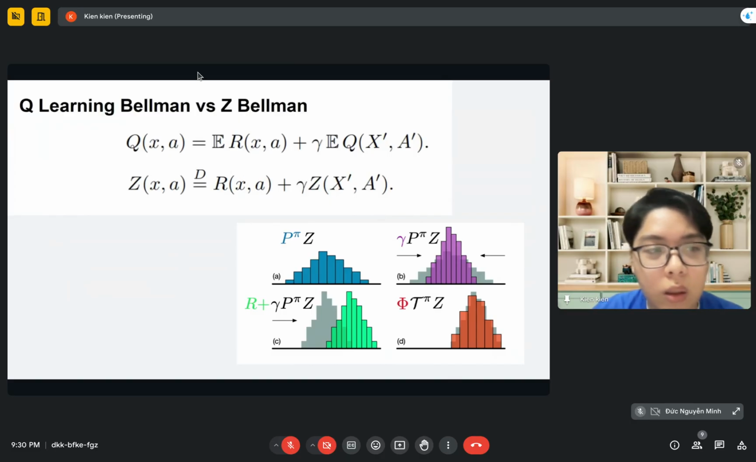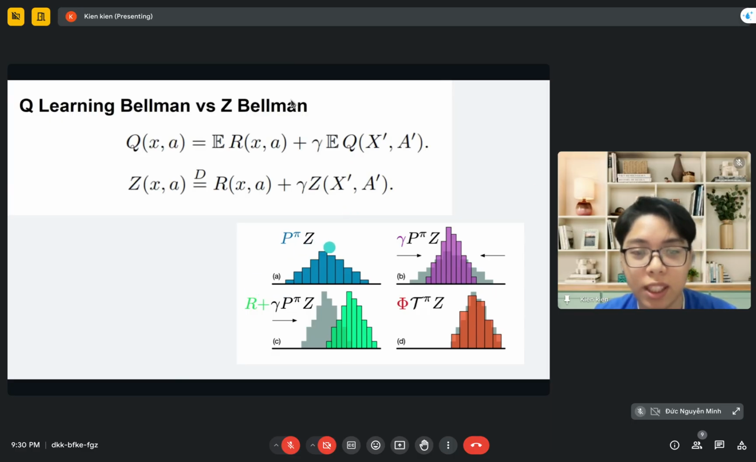Okay, so I will continue here. In here I have two formulas. The first one is the traditional Q-learning Bellman equation, which will take the expected value of the Q value, and the one below is the Z Bellman. In the paper they call it that, and here they drop the expected value, and that value is not a single value but a distribution. It will be clearer in the image under here.